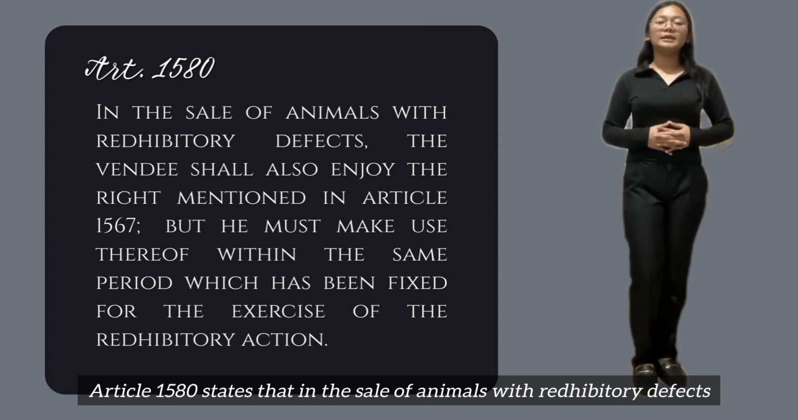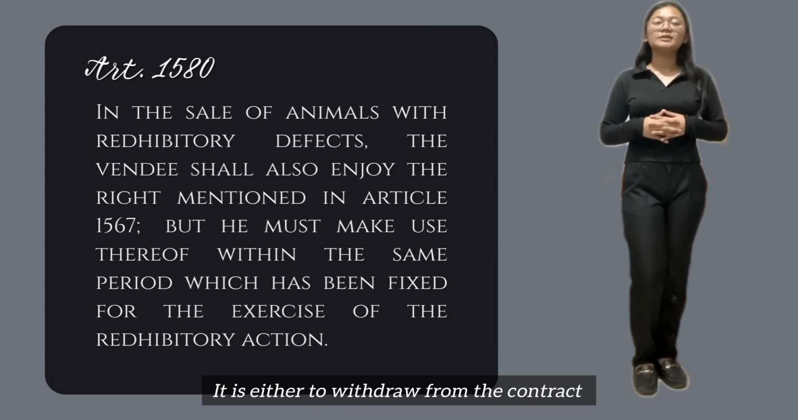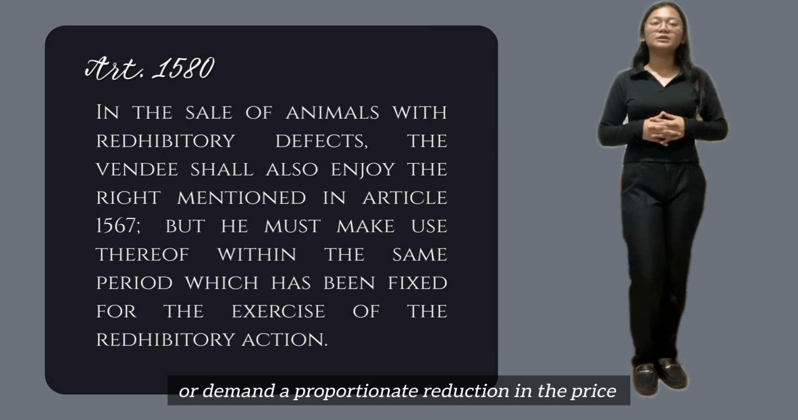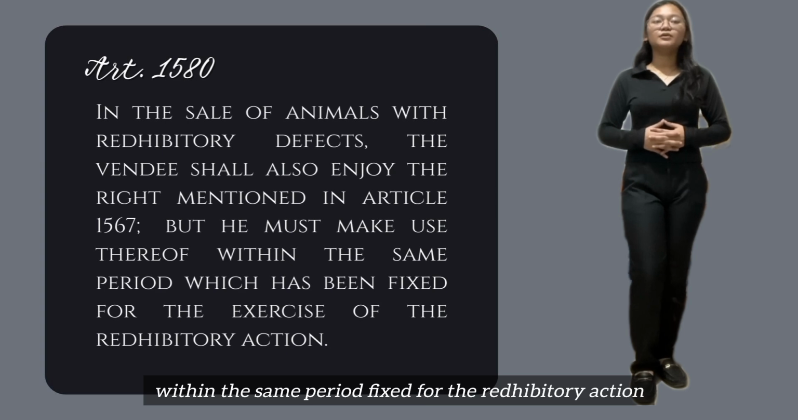Article 1580 states that in the sale of animals with redhibitory defect, the buyer shall also have the right to the remedies provided in Article 1567. It is either to withdraw from the contract or demand a proportionate reduction in the price. However, the buyer must exercise this right within the same period fixed for the redhibitory action.